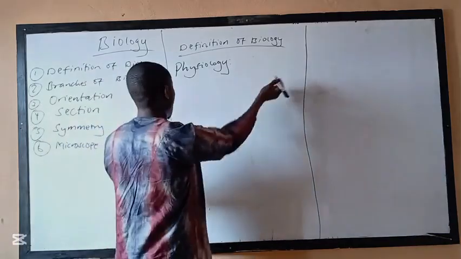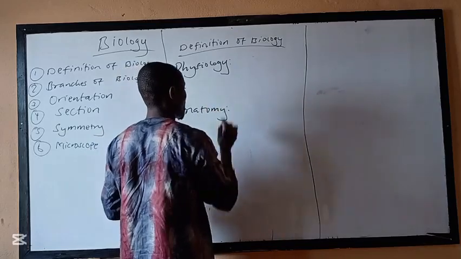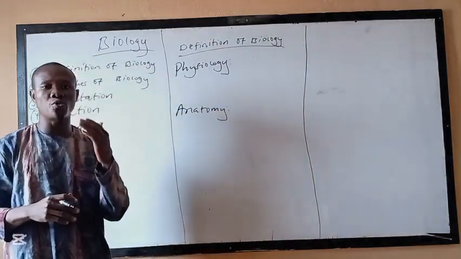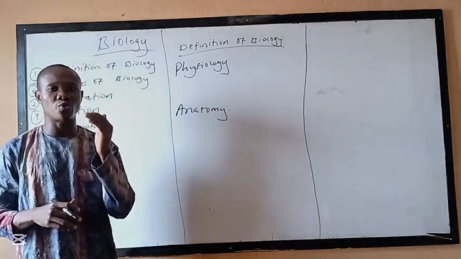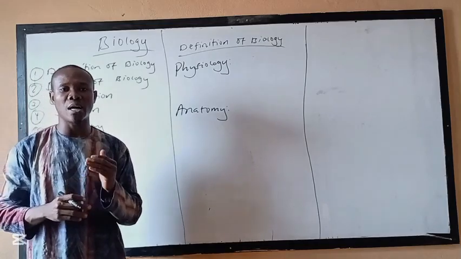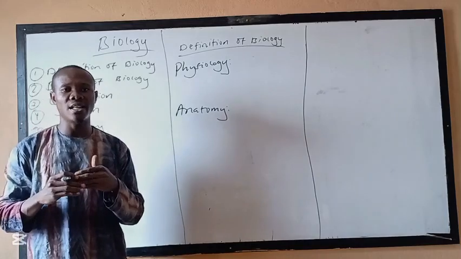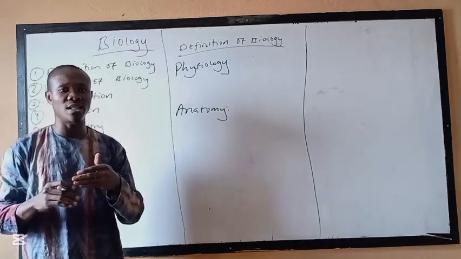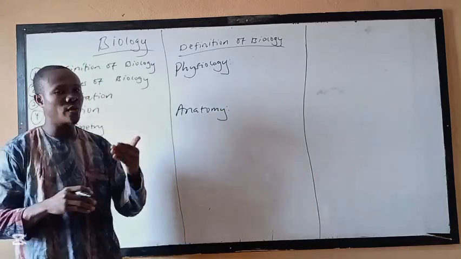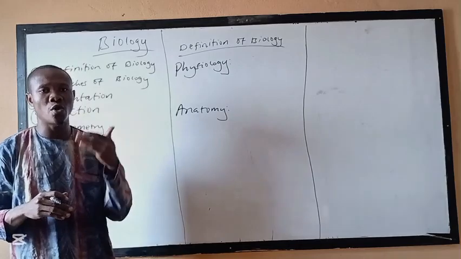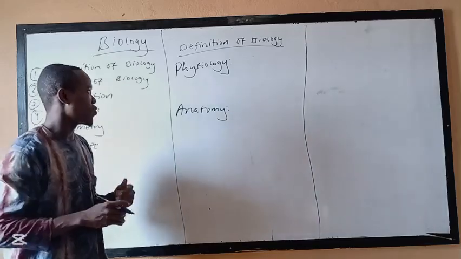While we have anatomy, which is the study of the structure of an organism, mainly the internal structure. For example, when we talk about the eye, we study the retina, the blind spot, the choroid layer. So when we study the internal structures of an organism or a part is what we call anatomy.